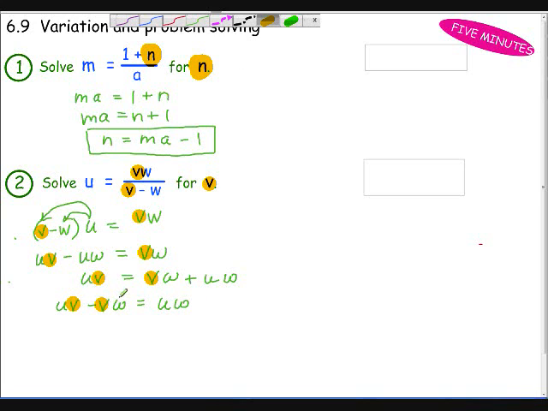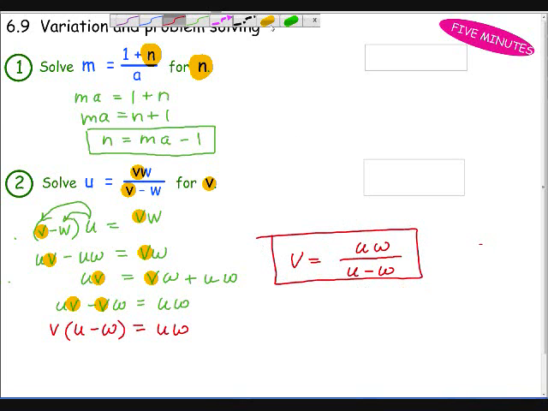So v and v. Oh! Does that give us a clue what to do? Gives me a clue what to do. I want to factor out that v. Now I'm in very good shape to solve for v. V is equal to uw divided by u minus w. Very sweet. All right, so I finally got my v isolated. Then I divided by this factor, and there it is.